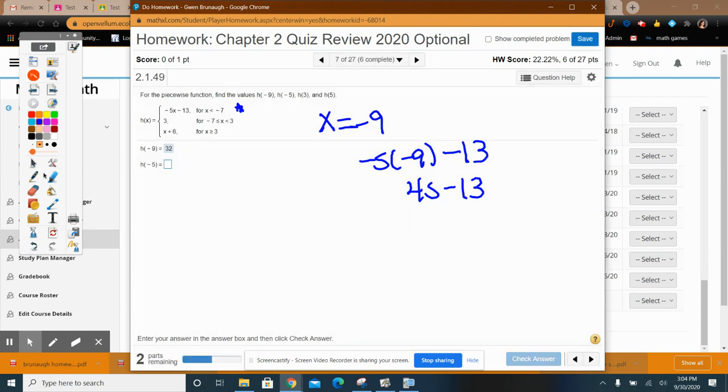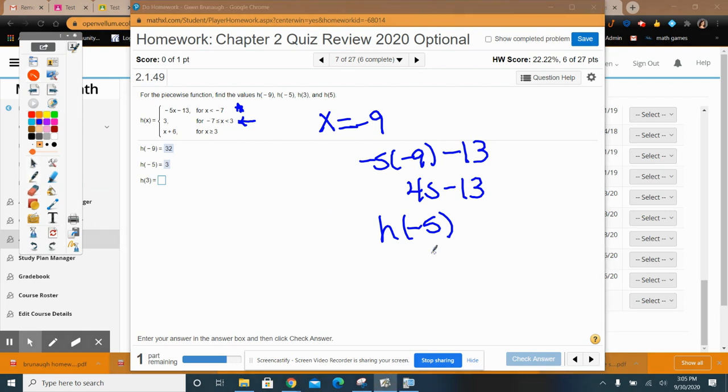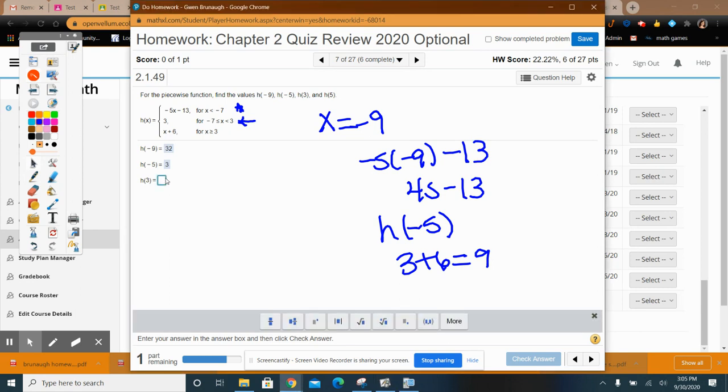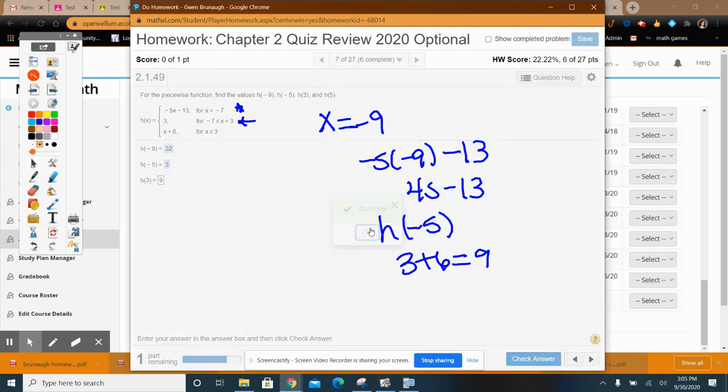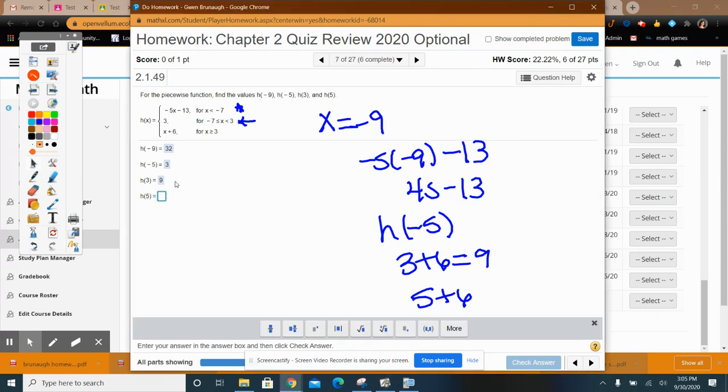Plugging in the next point, I have h of -5. h of -5 means x is -5. x is -5 will fit in right there. And for this equation, it's just shooting out 3's. Next one, h of 3. They both have a 3, but this is the one where x equals 3. And you will have 3 plus 6, which will give you 9. Plug in the 5. That will also be in the last region. That will be 5 plus 6, giving us 11.